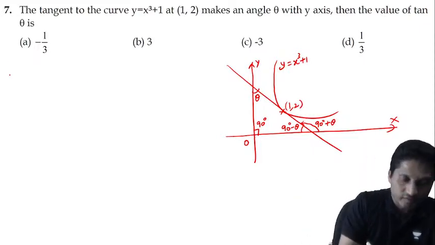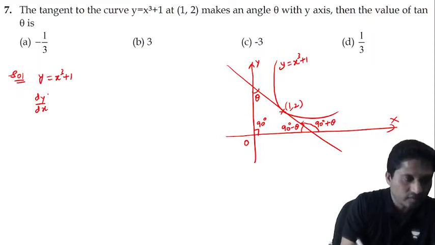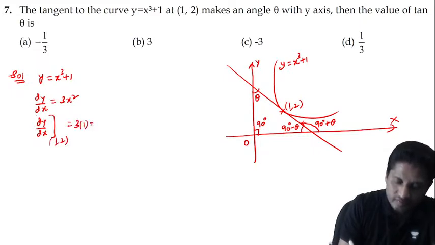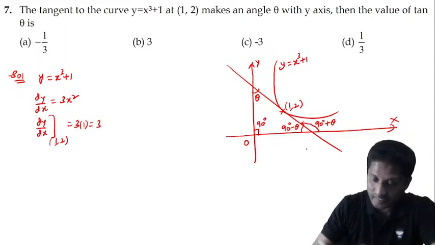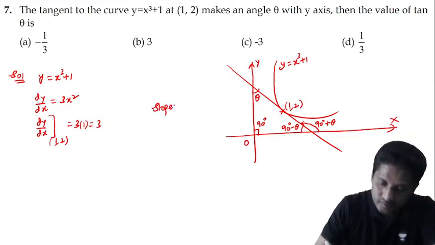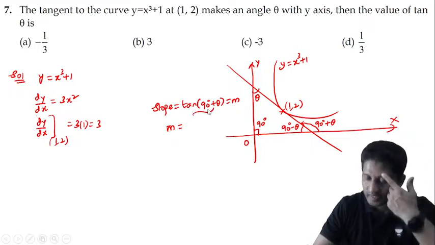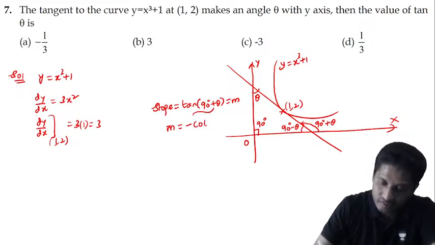If I take the slope of the curve y is equal to x cube plus 1, and differentiate, dy by dx is equal to 3x square. Now dy by dx at the point (1, 2) is 3 into 1, which is equal to 3. Slope of the tangent is tan of 90 plus theta, also m. Second quadrant, tan is negative, and the ratio changes to co-ratio.